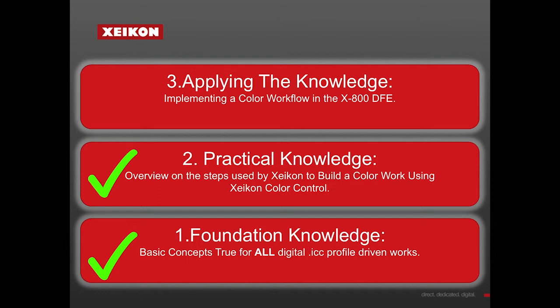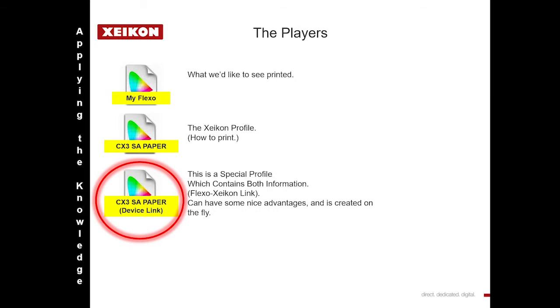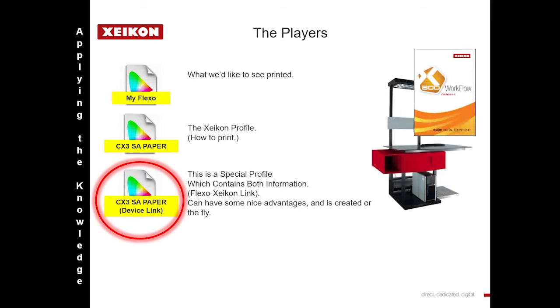And finally, applying this into our DFE. So we have in our hands the components. We have our Flexo profile, what we'd like to see. We have our Zycon profile, how to print what we'd like to see. We have created this special profile called a device link, which actually blends these two individual files together into one, and it has some nice advantages. It's not the right presentation to go into those too deeply. Other than what I would say is that it costs no overhead to the system to build this, and I personally think I would recommend them. And we also have our X800 workflow.